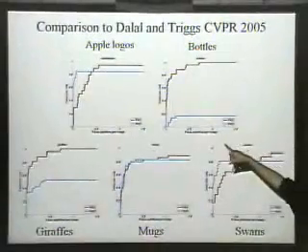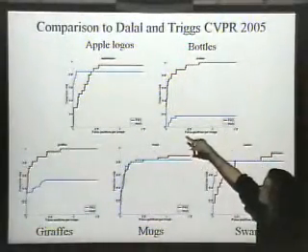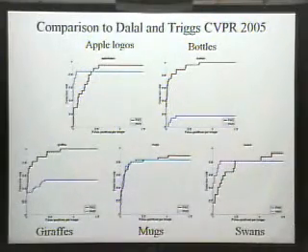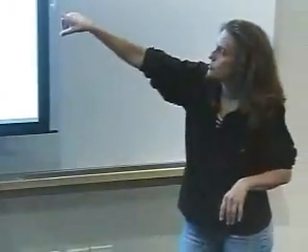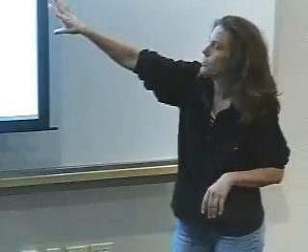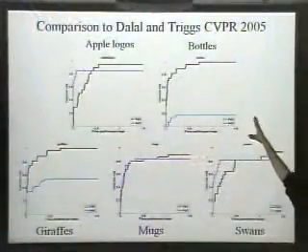For Apple logos, it performs similar. So HOG is their approach and PAS is ours. HOG, histogram of gradients, that's their approach. The blue one is their approach and the red one is ours. So you can say for Apple logos, actually their approach performs better. For bottles, it performs significantly worse, kind of interesting.